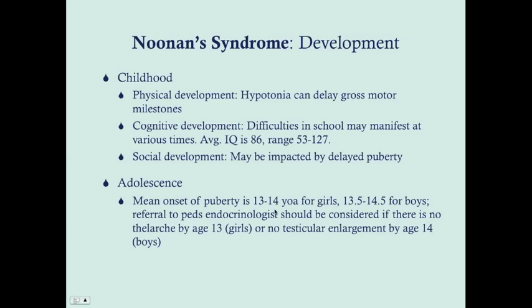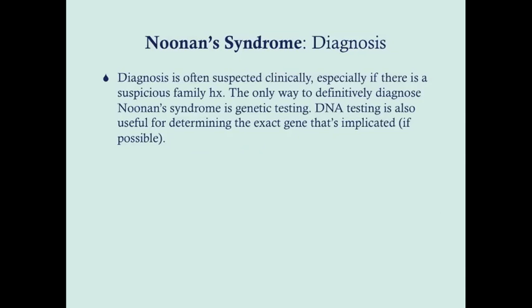And you can see with Noonan syndrome, they're roughly about the same age, 13, 14 years of age for onset of puberty. If there is no development of thelarche, which is the beginning of breast development by age 13 in girls, or if there's no testicular enlargement from Tanner stage 1 by age 14 in boys, then you should refer these patients to a pediatric endocrinologist for estrogen or testosterone therapy based on their sex.